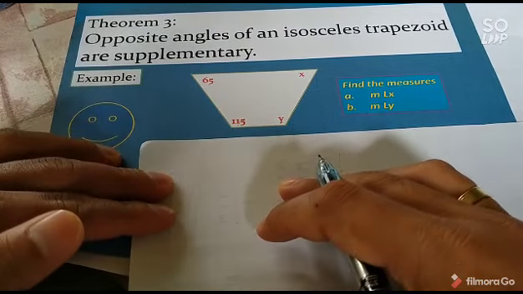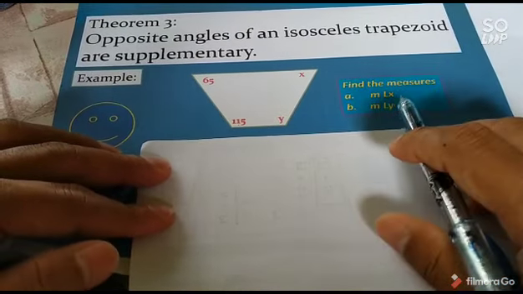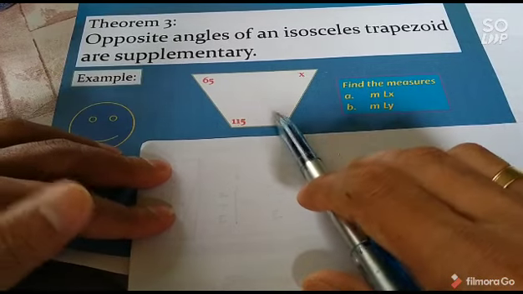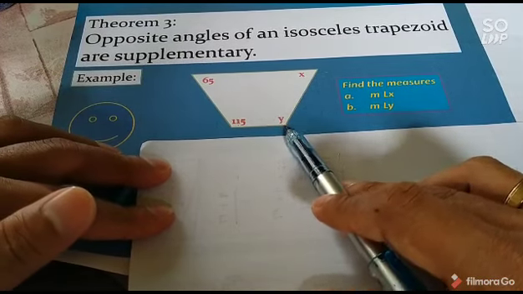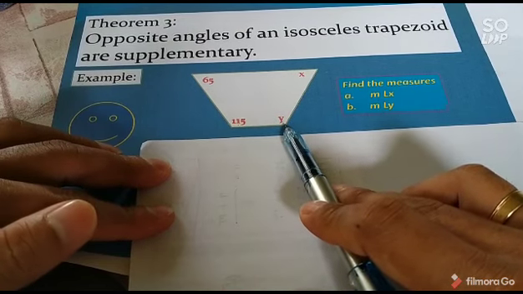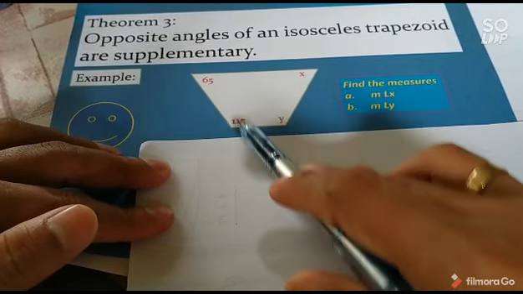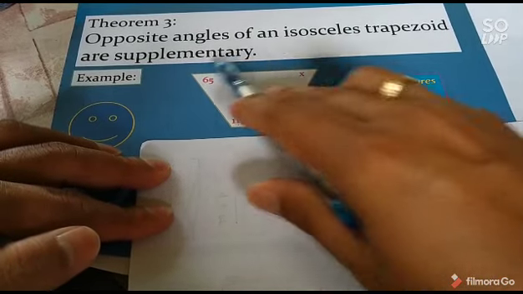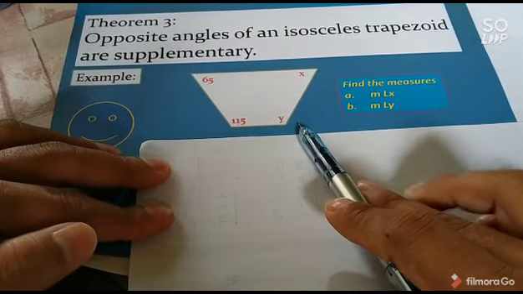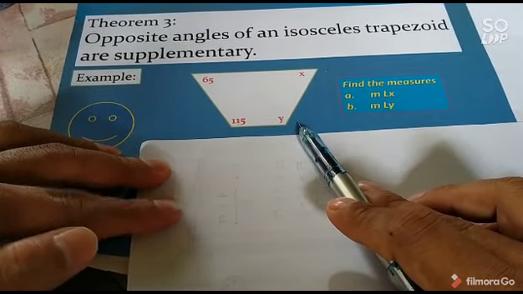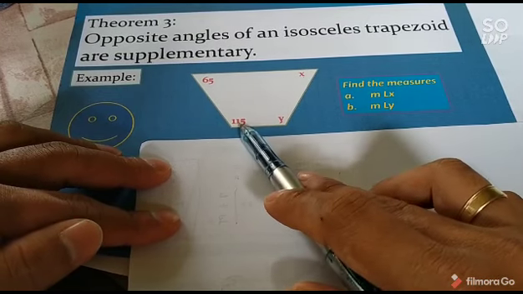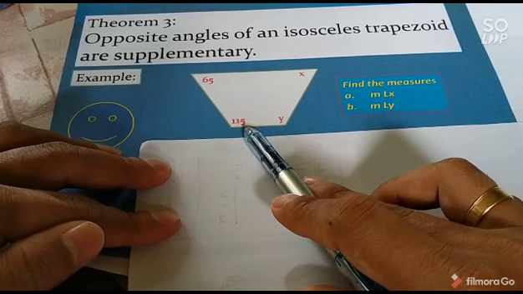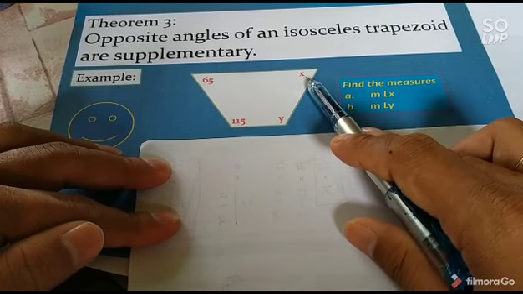So let's now have theorem number 3 example. We are asked to find the measure of angle X and the measure of angle Y from this illustration. Assume that this trapezoid is an isosceles trapezoid with angles of 65 degrees, 115 degrees, and angles x and y. Going back to the theorem, it says that opposite angles of an isosceles trapezoid are supplementary. So in this case, if you have angle 115 degrees, what is the opposite angle to this? That would be angle x.